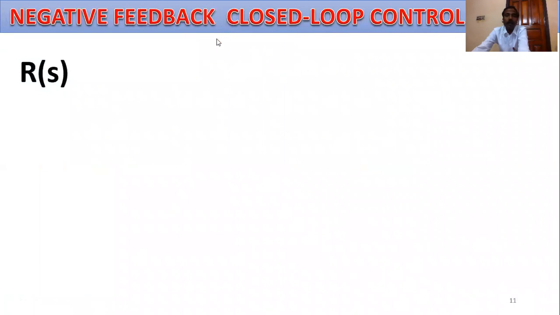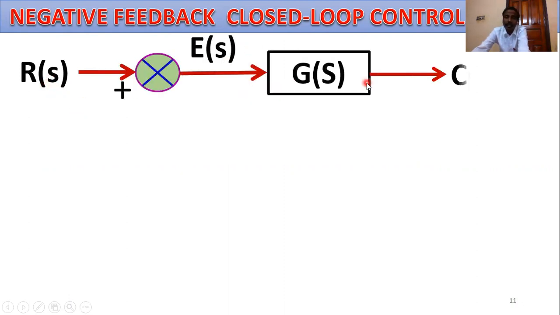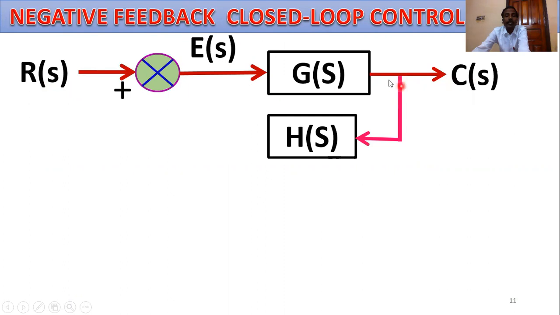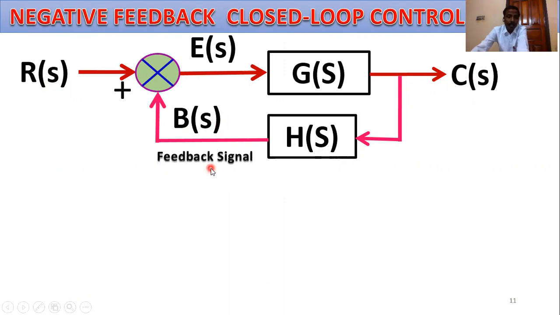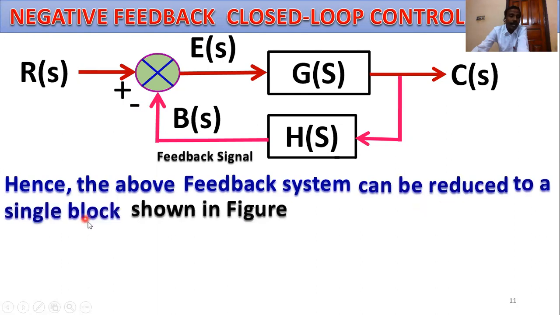Negative feedback closed loop control systems. This is R(s), the reference input, and this is the comparator and error signal. G(s) is the system gain and/or plant gain, and C(s) is the overall system output. H(s) is the feedback element, the primary feedback gain, B(s) is the feedback signal, and the minus sign indicates negative feedback. Hence, the above feedback system can be reduced to a single block diagram shown in the figure below.